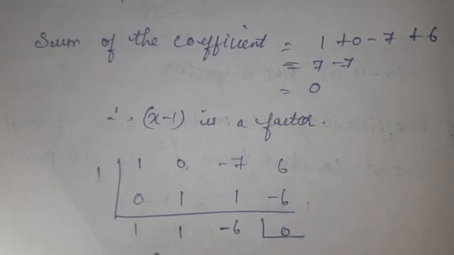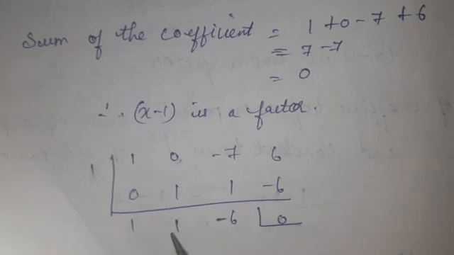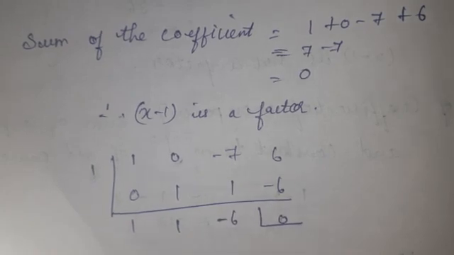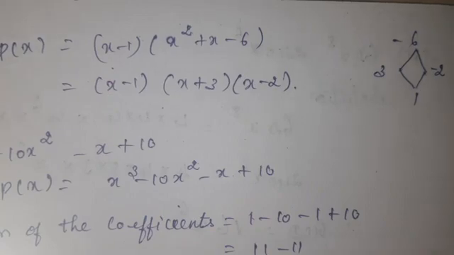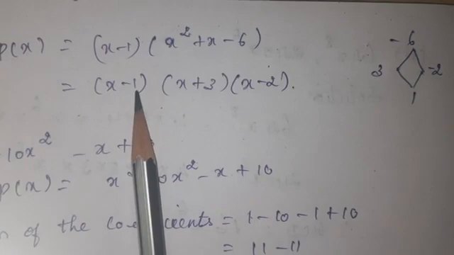Then p of x is equal to x minus 1 into, here we should write x square plus x minus 6. That I have written here. Then x minus 1, the same thing you write here.